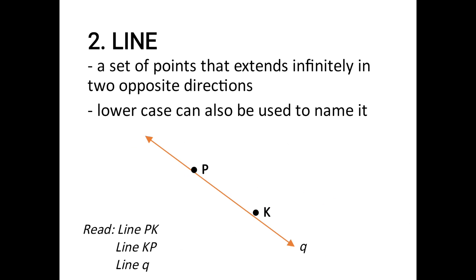Next, line. A line is a set of points that extends infinitely in two opposite directions. When a line is drawn, it appears to have thickness, but actually it has none. A line is usually named by any of its two points. A lowercase letter can also be used to name it. Examples: line PK, line KP, or line Q.